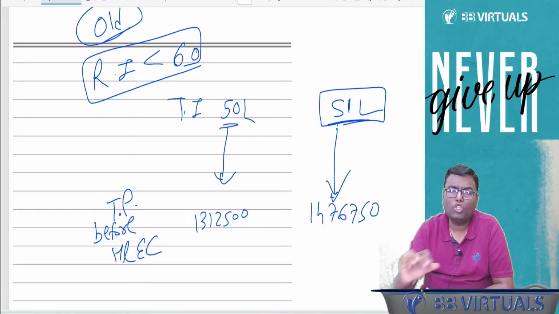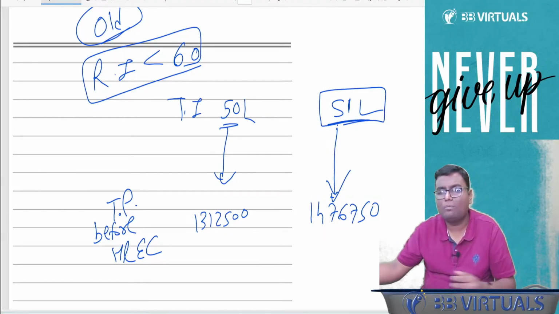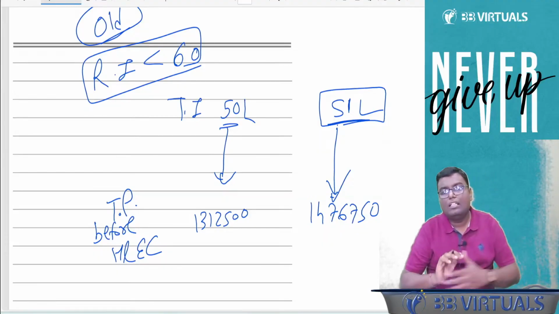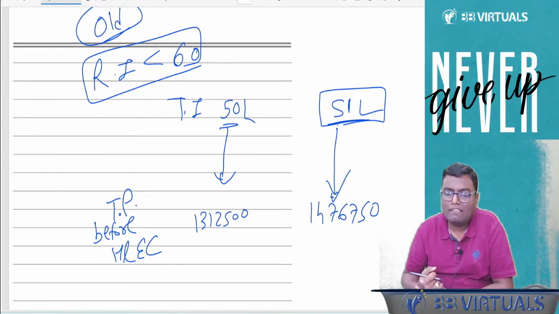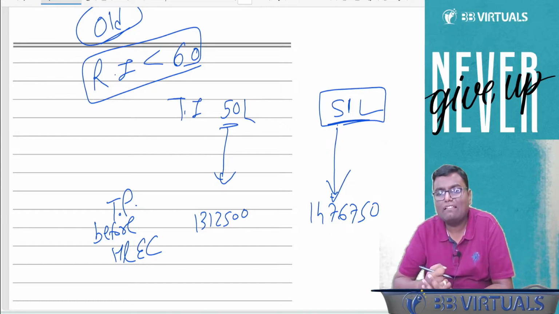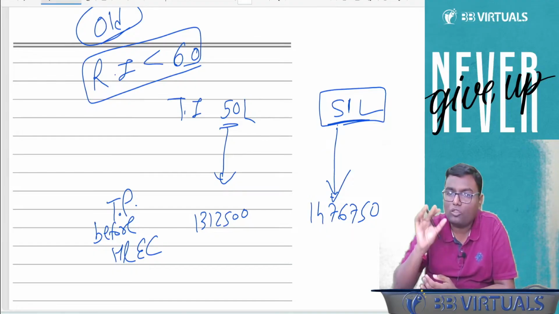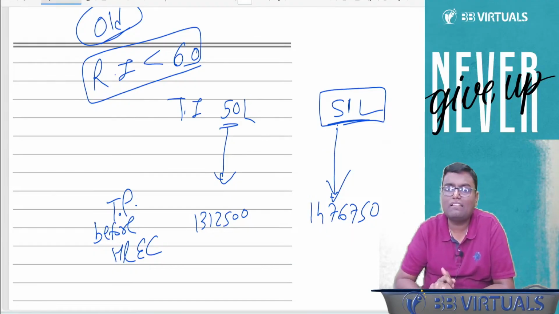Okay. Observe this scenario. Kindly observe this scenario. Can I say the scenario says that if my income is 50 lakh, my tax is 13 lakh 12,500. If my income is 51 lakh, my tax is 14 lakh 76,750. What do you observe? What is wrong over here? There is something wrong.